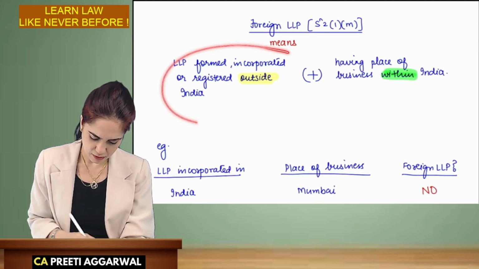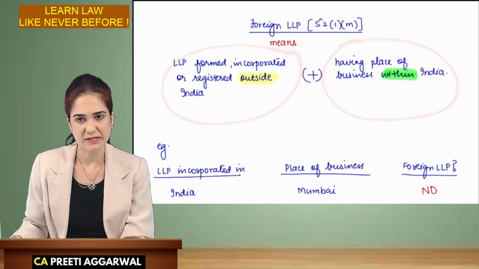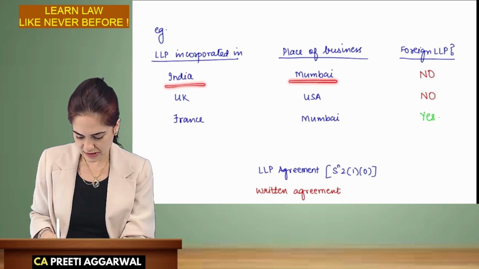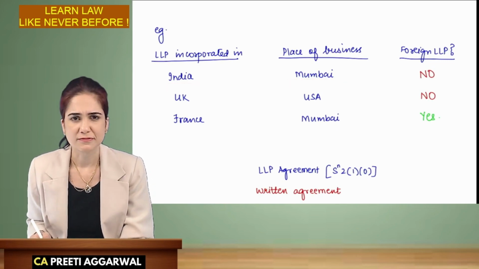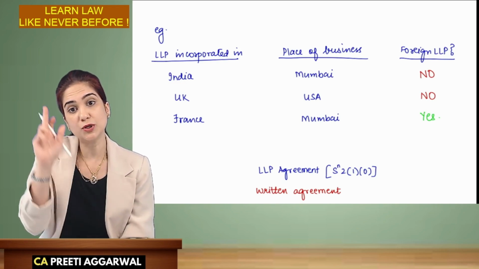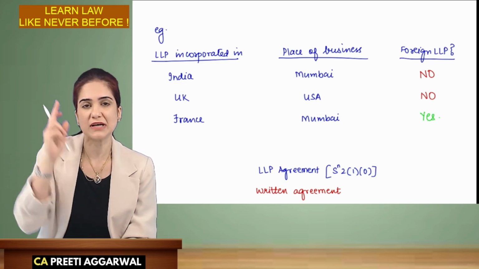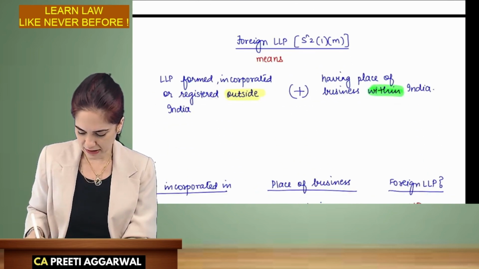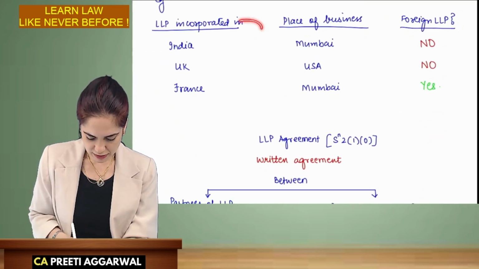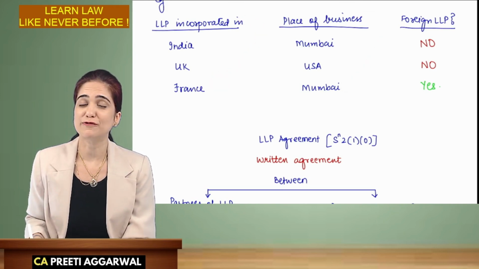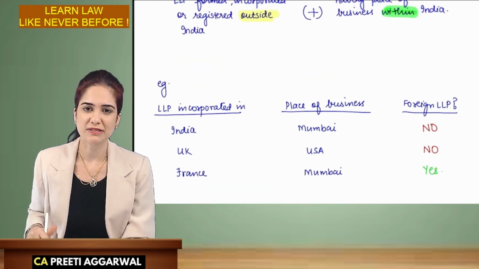Foreign LLPs are incorporated outside India having a place of business in India. So if the LLP is incorporated in India, place of business in Mumbai, is it a foreign LLP? No, because everything is in India. You're incorporated in UK, place of business US. Are you a foreign LLP? It should have a place of business in India. Okay. You are incorporated in France, but you have a place of business in Mumbai. Are you a foreign LLP? Copy this.